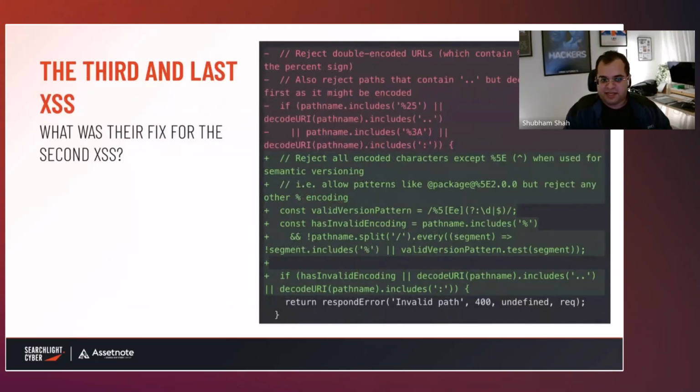So what about the third and last XSS? And what was the fix for the second one? So the way they fixed the second one was they rejected all encoded characters except %5e. But you can see that the way that they've done this isn't necessarily super sophisticated. They've got a valid version pattern, and they're just seeing whether or not the path segment includes that valid version pattern or a percentage. It was quite interesting because it almost seemed like these patches were being generated by AI or something like that, because they hadn't seemed to have gone through rigorous testing themselves to ensure that they couldn't bypass these security boundaries that they put in place.